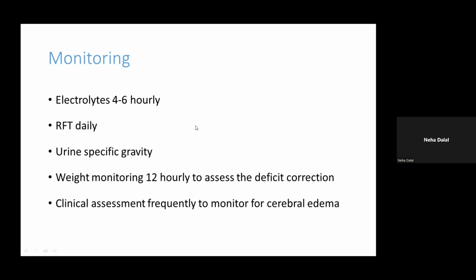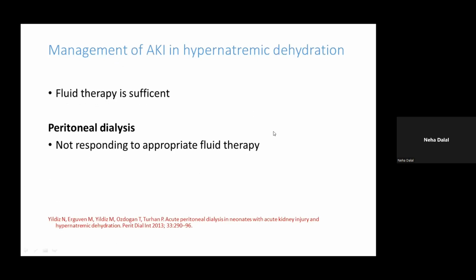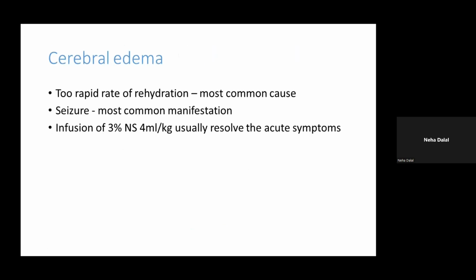After all these mathematical calculations, we need to monitor the electrolytes very frequently, 4 to 6 hourly. Renal function tests are to be measured daily. Weight monitoring 12 hourly to assess the deficit correction, undercorrection or overcorrection, and monitoring for therapeutic edema and signs of it. It is very rare to need peritoneal dialysis in hypernatremia. Most of the time, the fluid therapy is sufficient for correction.